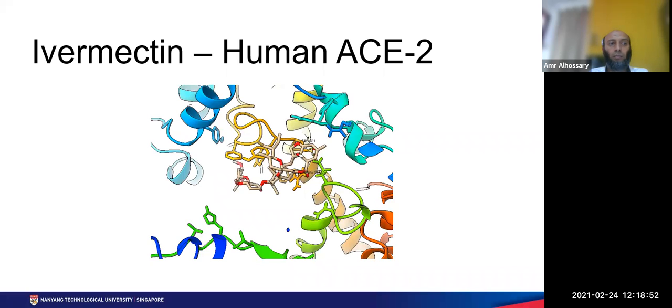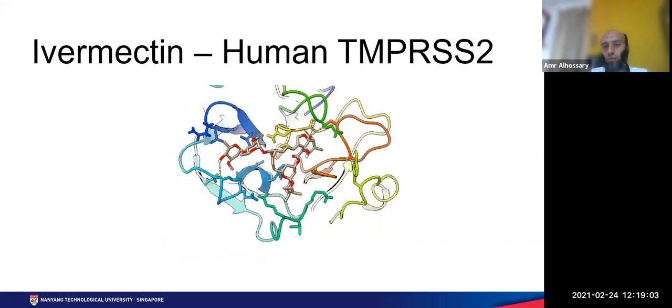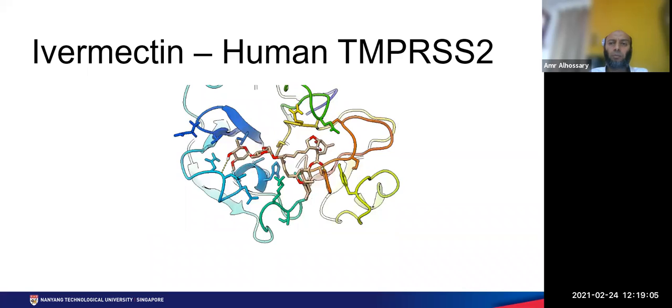Ivermectin binds well to the S protein as well as the human ACE2 and the TMPRSS2. Binding to both of them and the S protein indicates that it has a role in inhibiting viral entry into the cell, probably by increasing the endosomal pH.